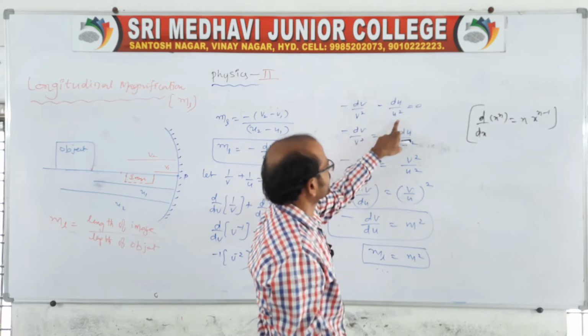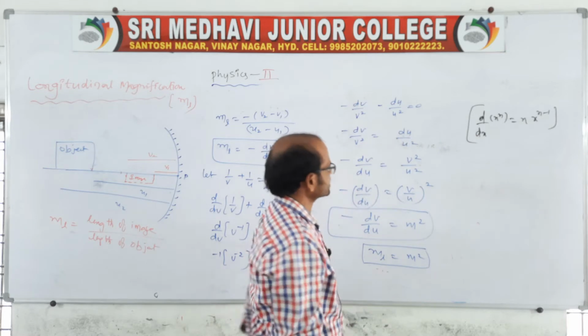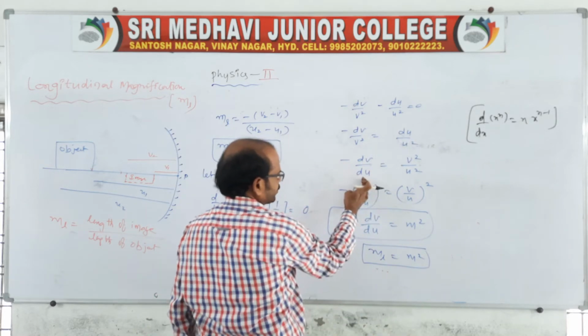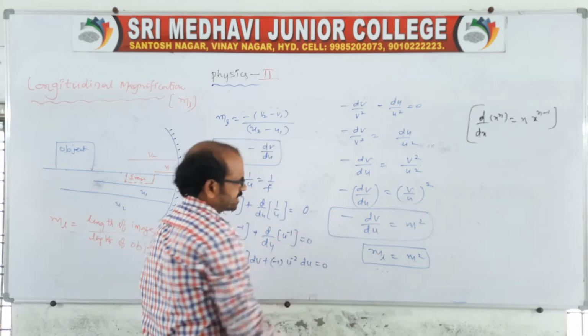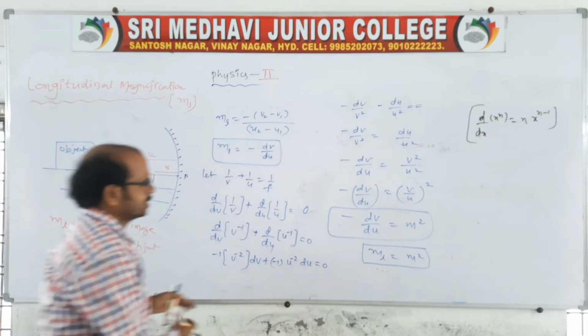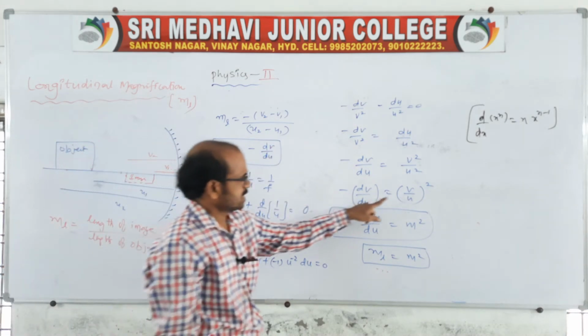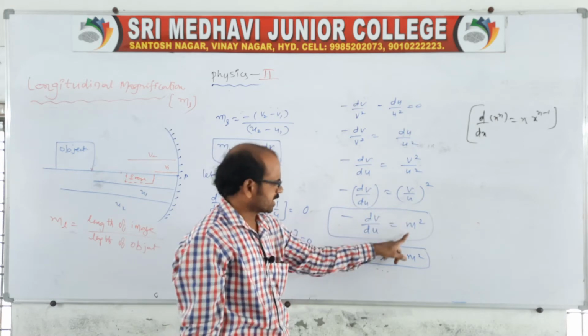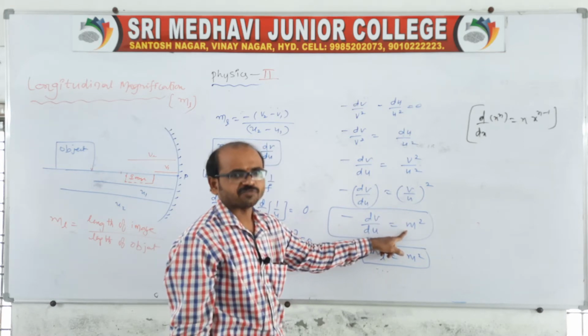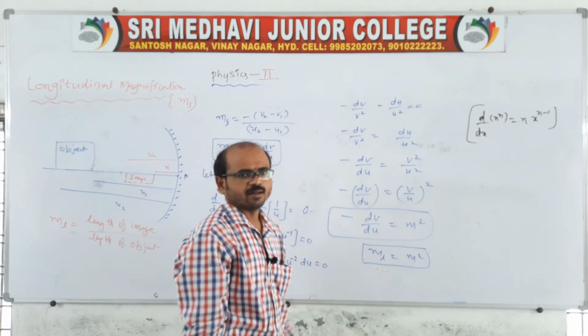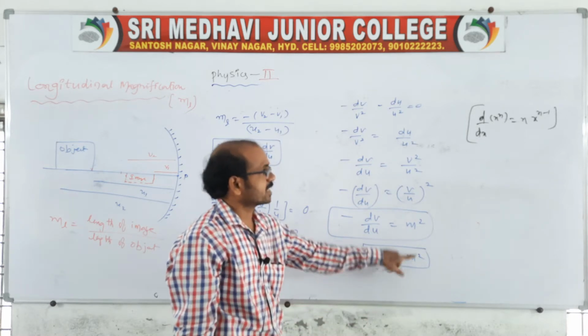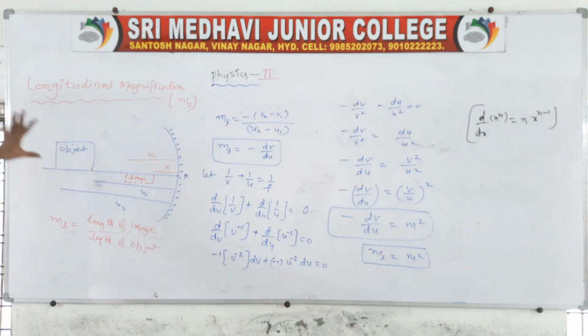Therefore, taking minus du by u squared to the other side, it becomes plus. Then with simplification, you take du here and v here. Therefore the magnification is dv by du equals m squared. Look here, m_L is nothing but minus dv by du, and v by u is the magnification, so you take m squared. The general magnification is the lateral magnification, so m_L equals m squared. Like this we get the longitudinal magnification. When the object is given like this, the image forms like this.